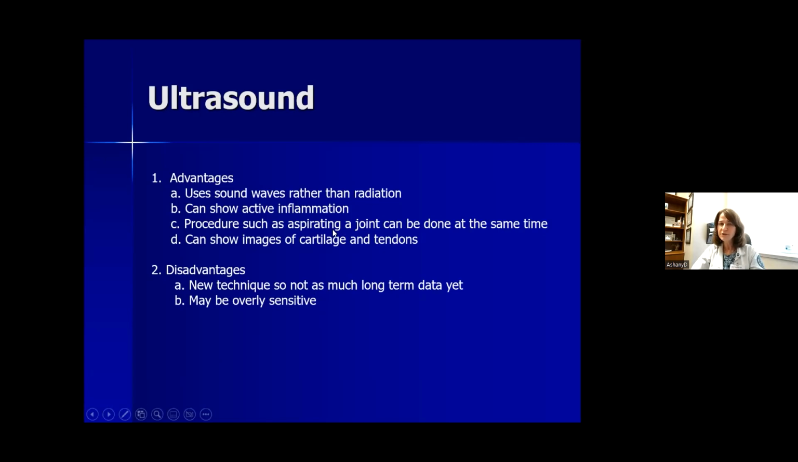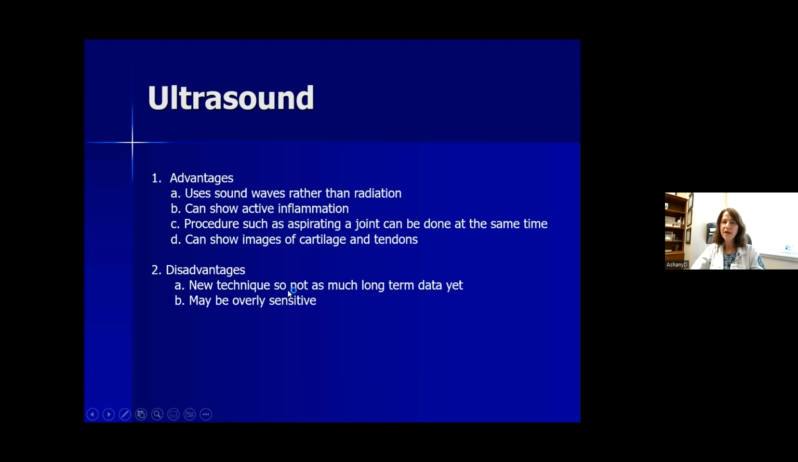Ultrasound can also be useful if you need to take a little bit of fluid out of a joint to be tested, and that can be done at the same time as the joint is being evaluated. And unlike X-rays, which don't show us the soft tissue around the joints, in addition to the cartilage in between the bones, there are tendons, there are ligaments. Ultrasound evaluation can actually show us the cartilage and the tendons, which can be helpful.